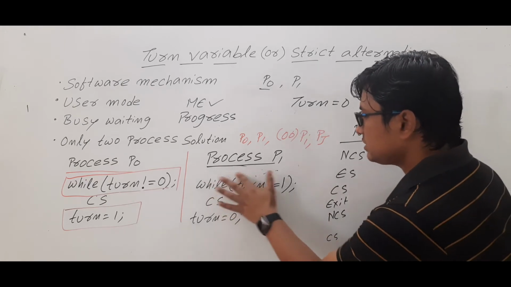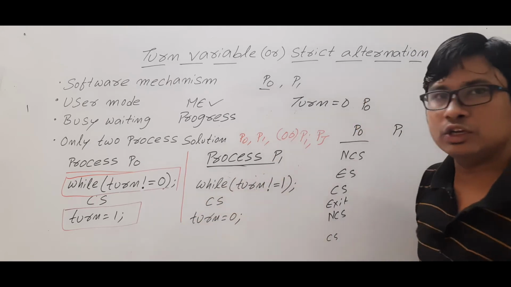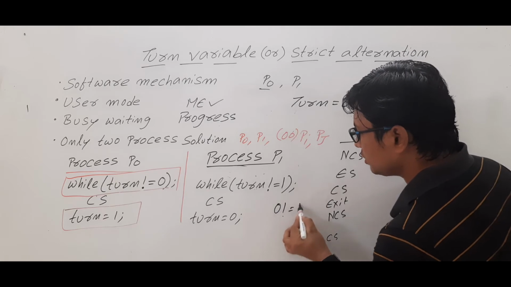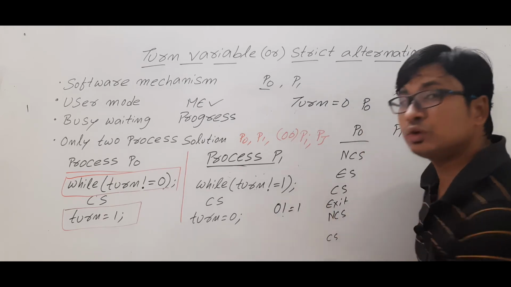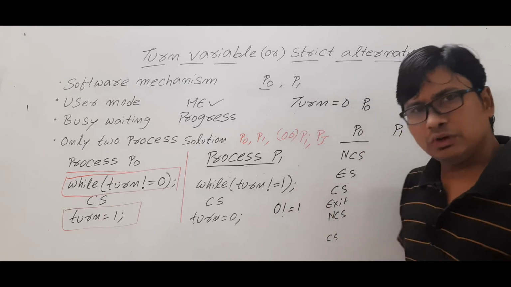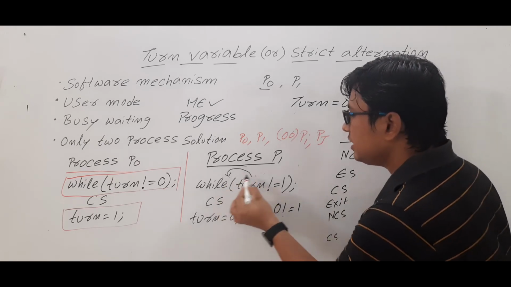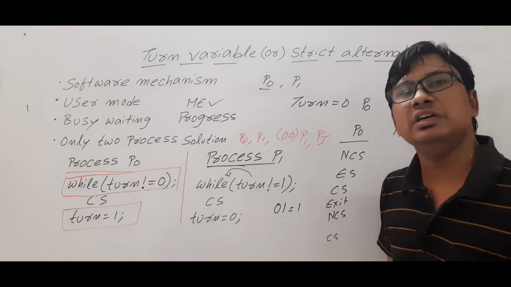Now what is the entry section? While turn not equal to 1. What is the turn value? 0. 0 is not equal to 1. The condition is true. Am I right? 0 is not equal to 1, the condition is true. If the condition is true, it will again check the condition. It falls in the infinite loop.